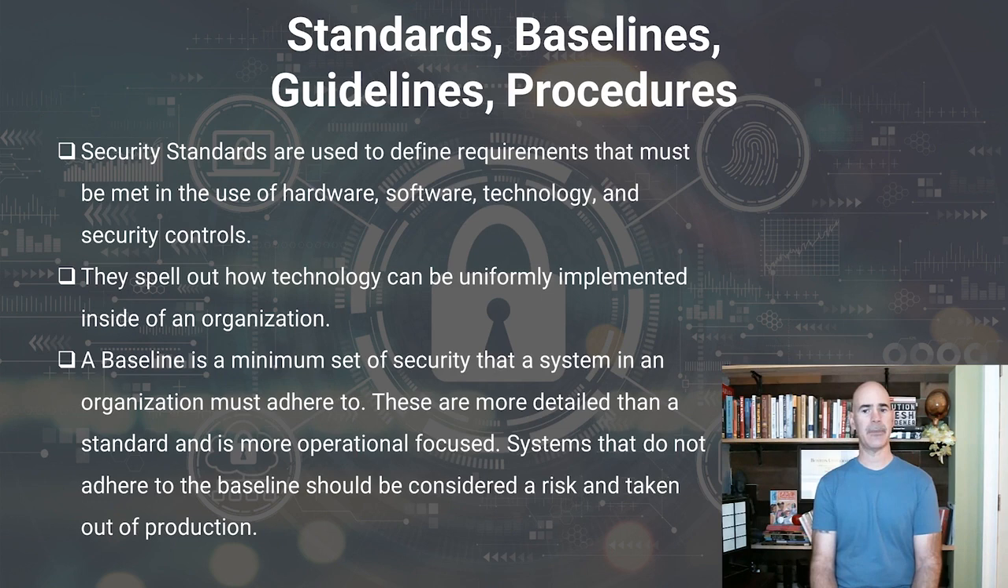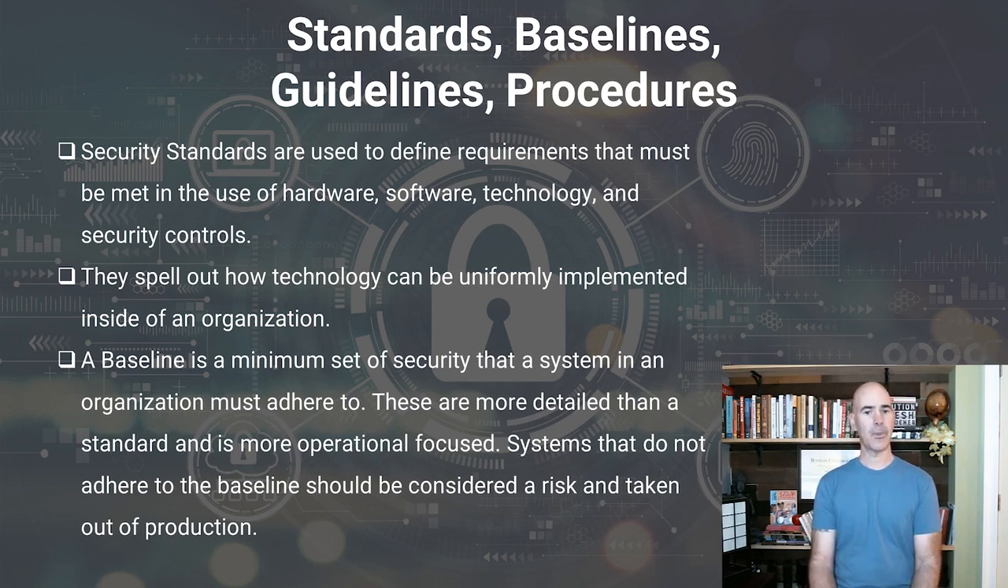And so those other documents we're going to talk about here are the standards. This is what spells out how the technology can be uniformly implemented inside of an organization. As I mentioned before, the standard is going to be more specific. It's going to talk about very detailed requirements that the hardware and the software are supposed to use to implement that security control. And then a baseline is going to be a minimum set of security that a system in an organization must adhere to.